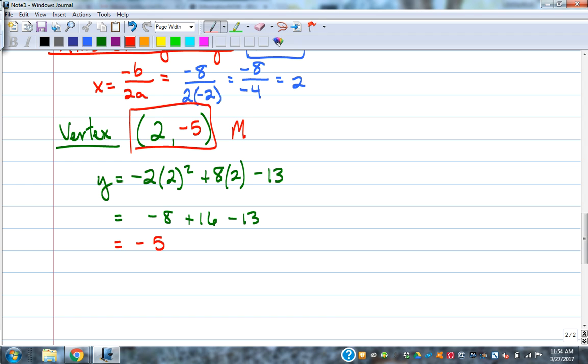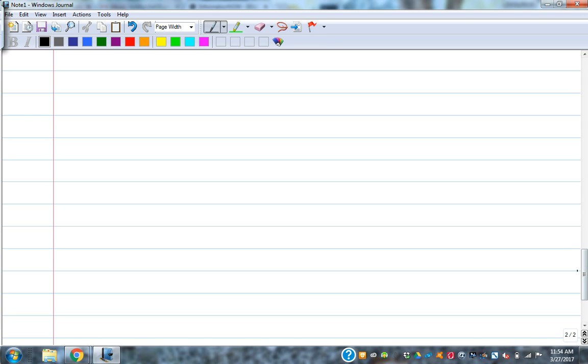Minimum is when it faces up like that. But that A is what decides that. What's in front of x squared decides that. So this is a maximum. And you can even abbreviate that MAX and the minimum MIN. That's fine with me. Okay. All right. Let's do another one.